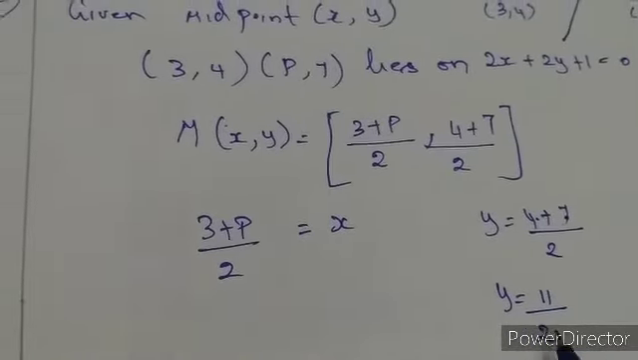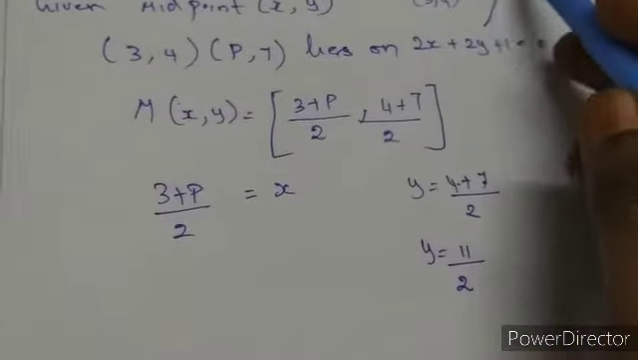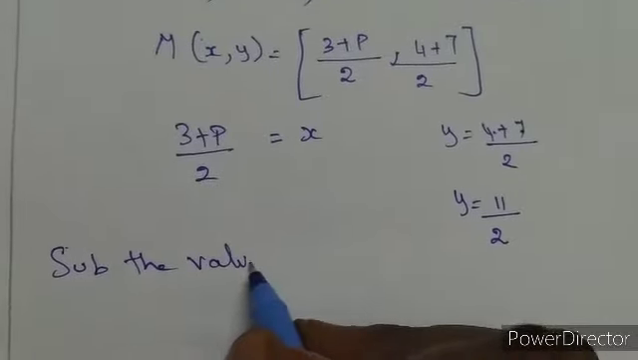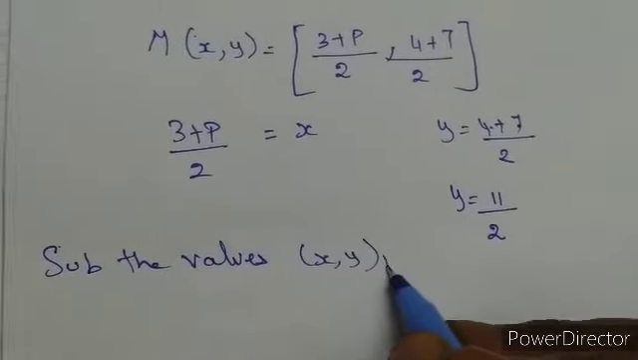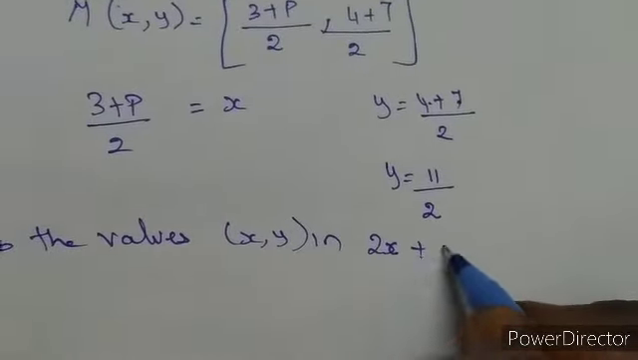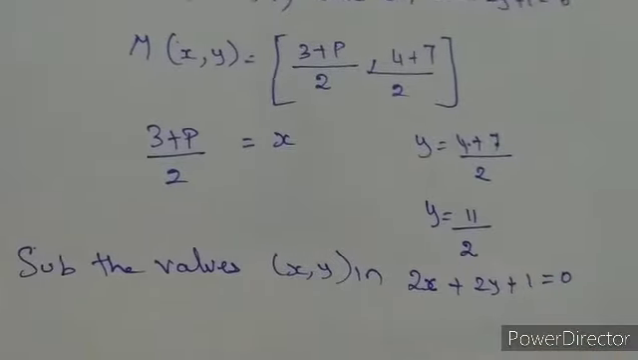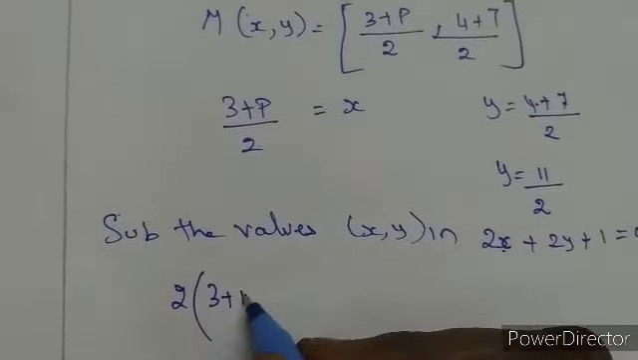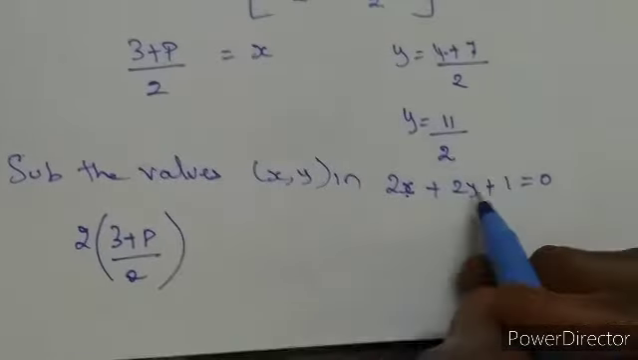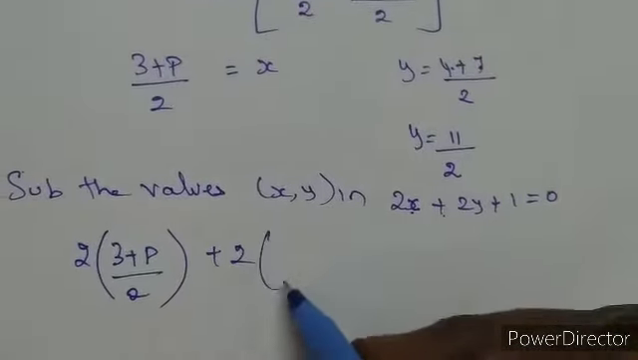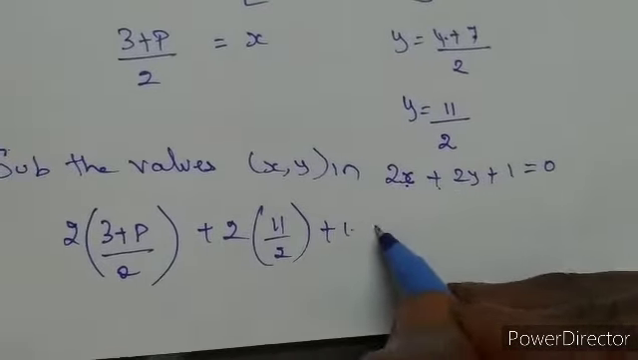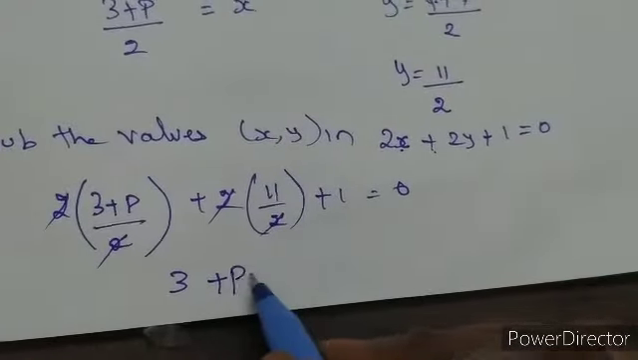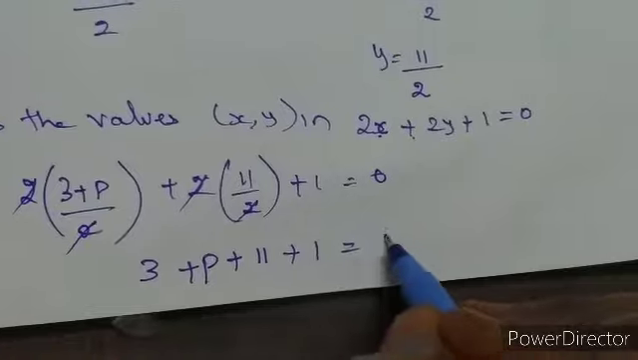Okay, let's substitute this in the given expression. Substitute the value of x, y in the given expression 2x + 2y + 1 = 0. Now 2 times x, which is (3 + p)/2, plus 2 times the value 11/2, plus 1 equals 0. Now the 2s we can cancel. So 3 + p + 11 + 1 = 0.